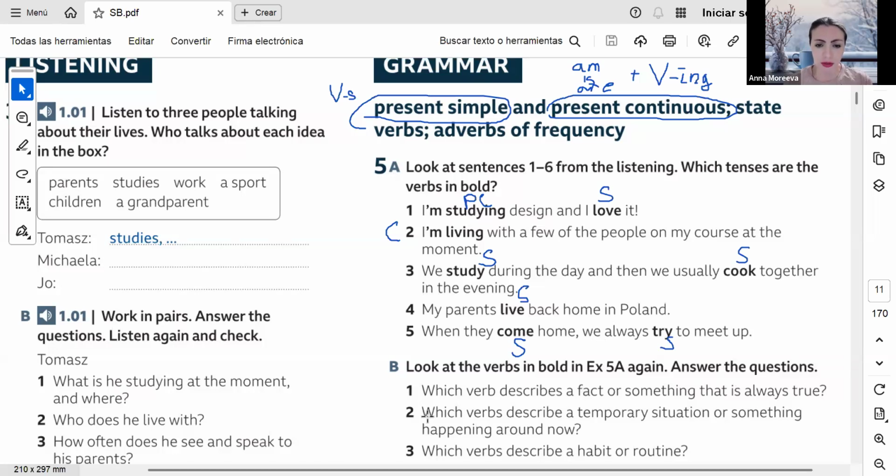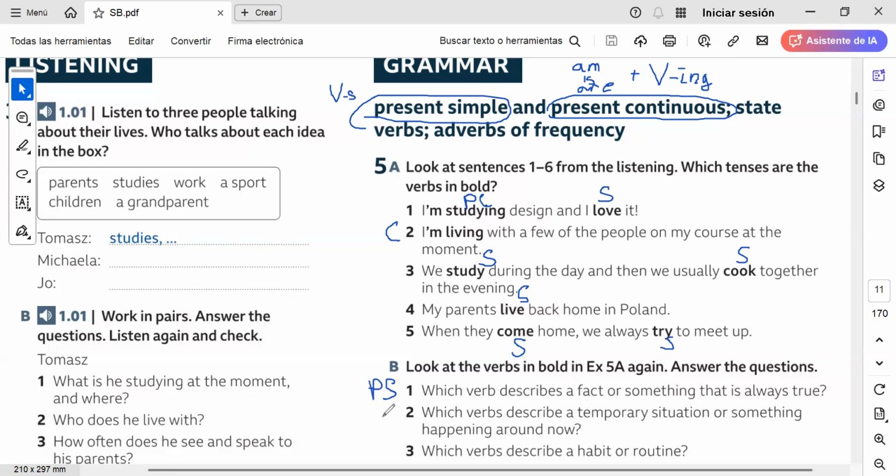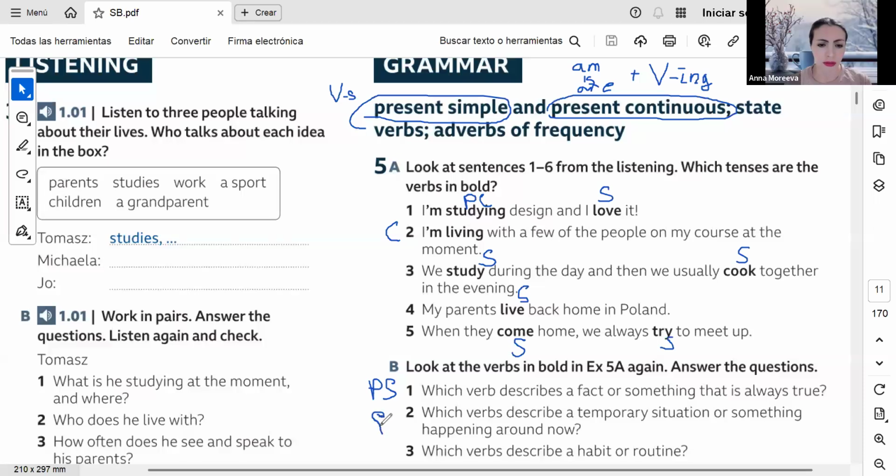Number 2, which verbs describe a temporary situation or something happening around now? Present continuous. So it's like here I'm studying design just maybe this year, this month, during these 2 years, but he won't study design all his life. It's like a temporary situation and after it will be changed.